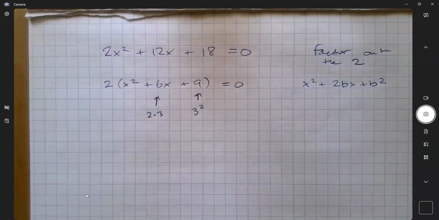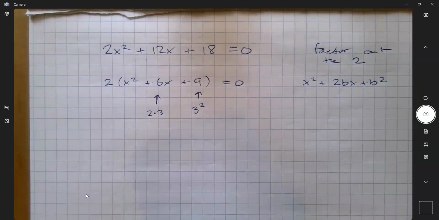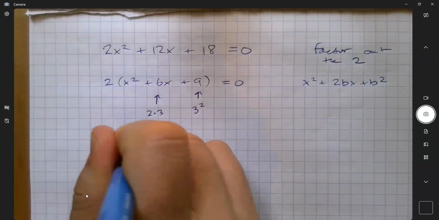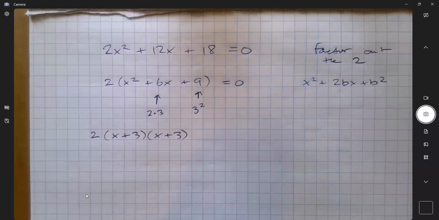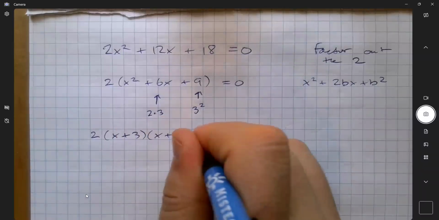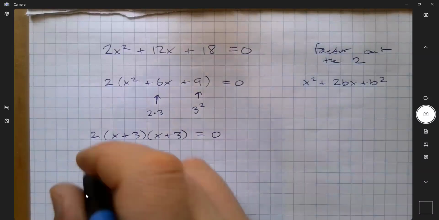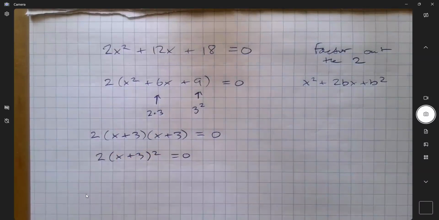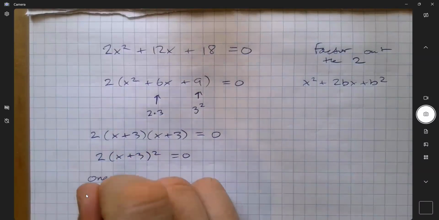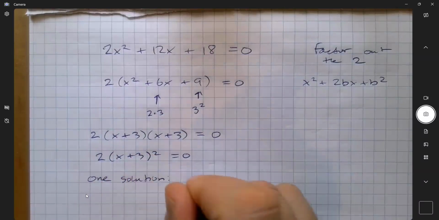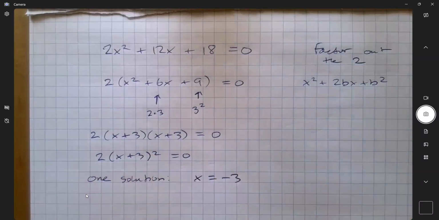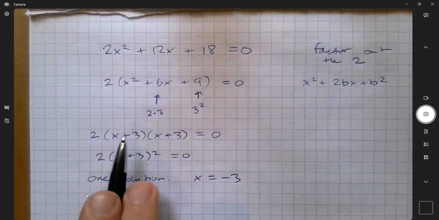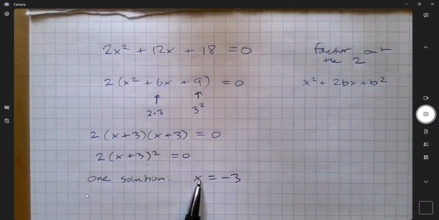So I could definitely use the box if I want, but I could also recognize this is the special case where it's x plus 3 times x plus 3, which we often write 2 times x plus 3 squared equals 0. And there is a solution, but there's only one. The one solution is x equals -3. There's one factor that shows up twice, but there's only one unique factor, and the corresponding solution is x equals -3.